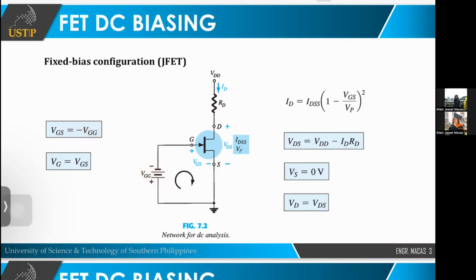VGS can still be equal to VGG as long as your VGG is negative. It's still the same, no? So if this is 2 volts negative, therefore your VGS is negative 2 volts. I hope I'm making sense here. It's just the notation, class, that may confuse you. Okay? So VGS is negative VGG. If you do KVL on this loop, no?